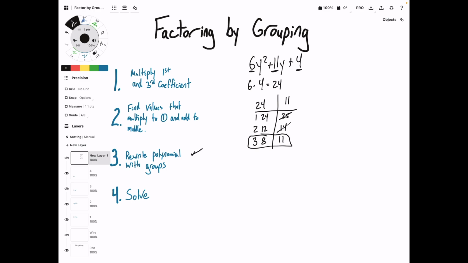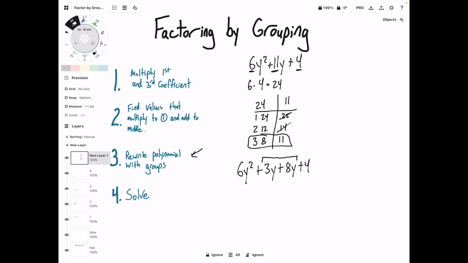Okay, step 3. We're going to rewrite our polynomial with groups. So we're going to say 6y squared plus 3y plus 8y plus 4. So I just replaced the 11y with our two new numbers here.